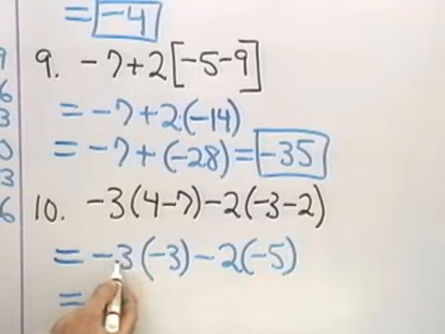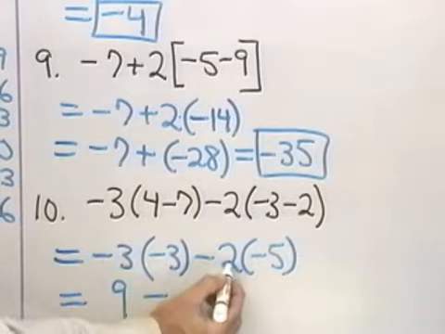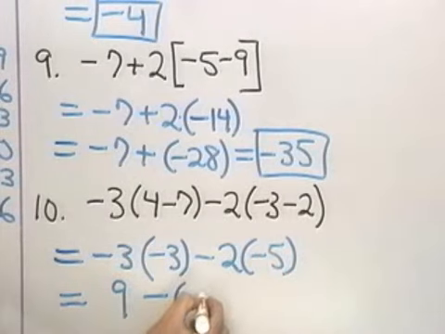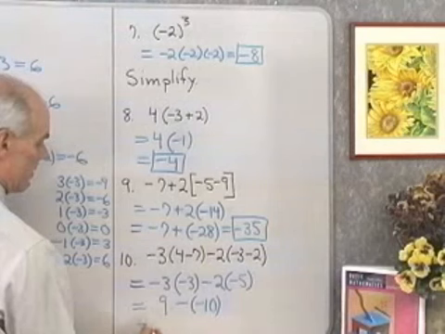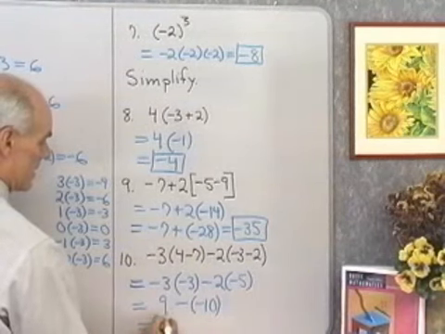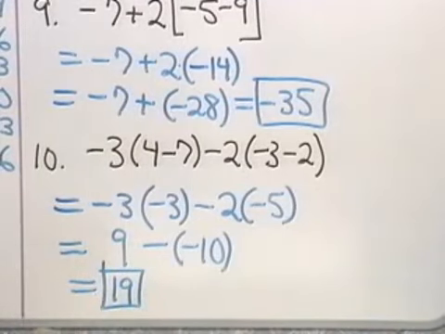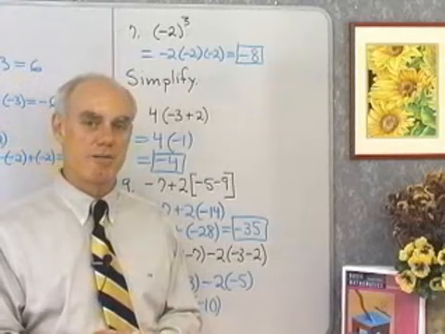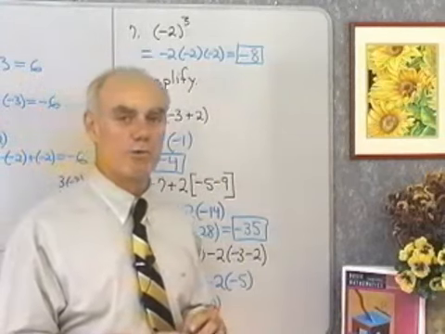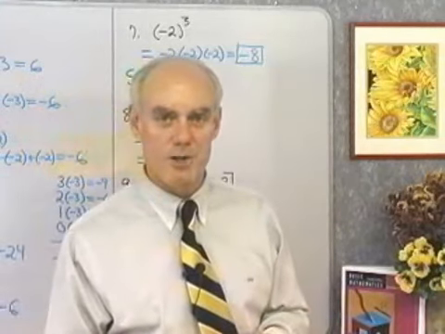Now I'll multiply negative 3 times negative 3, that will be positive 9, minus 2 times negative 5, negative 10. And 9 minus negative 10 is the same as 9 plus 10, which will give me 19. So I apply my rule for addition, subtraction, and multiplication with positive and negative numbers, along with my rule for order of operations to work some more complicated problems.